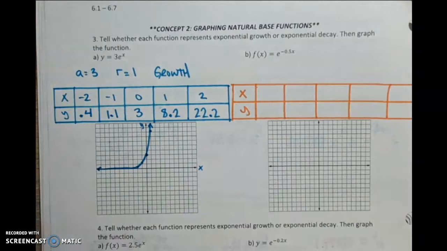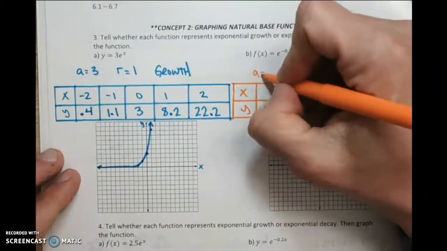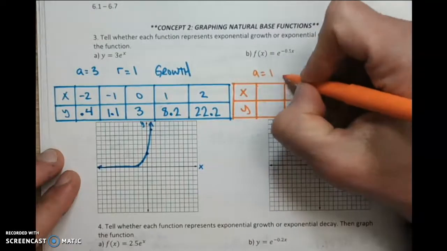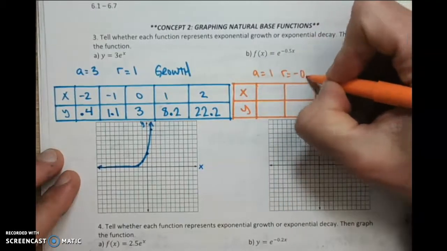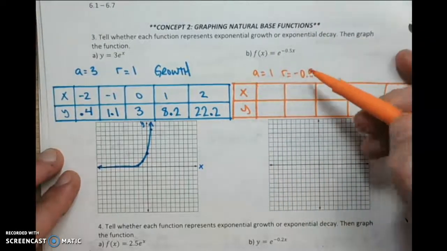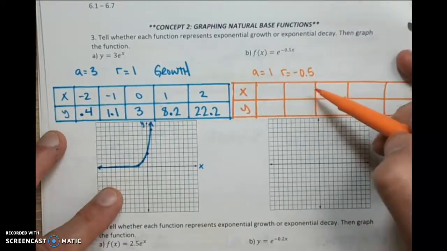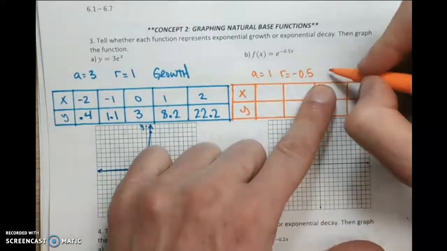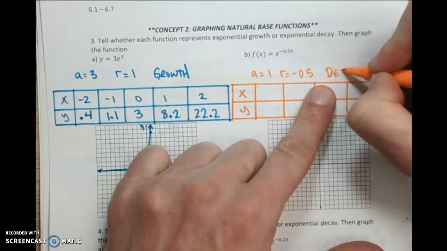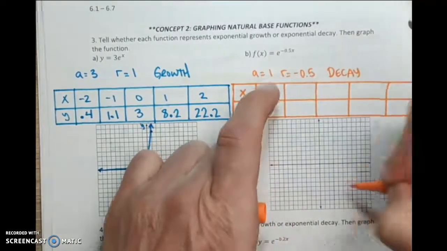All right, second one, B. A is 1 right there. R this time, though, is -0.5. And now since A is greater than 0, but R is less than 0, or negative, that means it's decay. So it's going to go down this time.